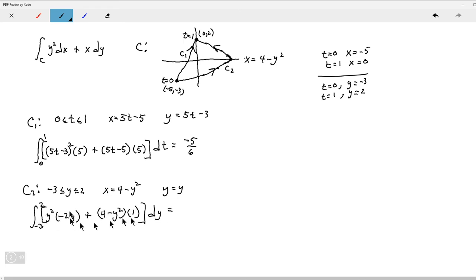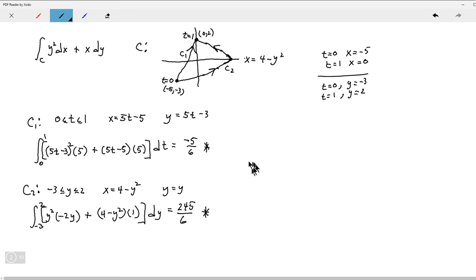Okay, and again, this is just straightforward. Multiply it out. When you get the antiderivative of this, you're going to have 245 over 6. And what you're going to notice here when you compare your two values is that they're not the same. Even though I'm traveling from the same t0 to the same t1, same 2 points, I'm taking different paths, okay? So when you're doing line integrals, your answer is dependent on the path.